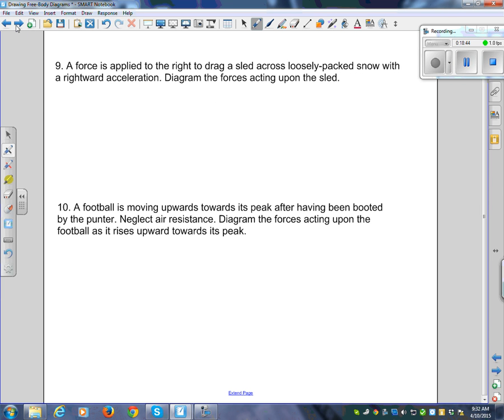Force applied to the right to drag a sled across loosely packed snow. That's code for friction. I'll go. Weight force, normal force, small amount of friction. There is acceleration, large FA.